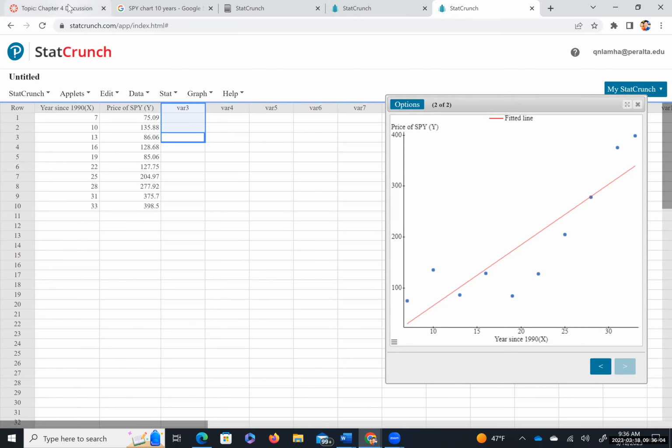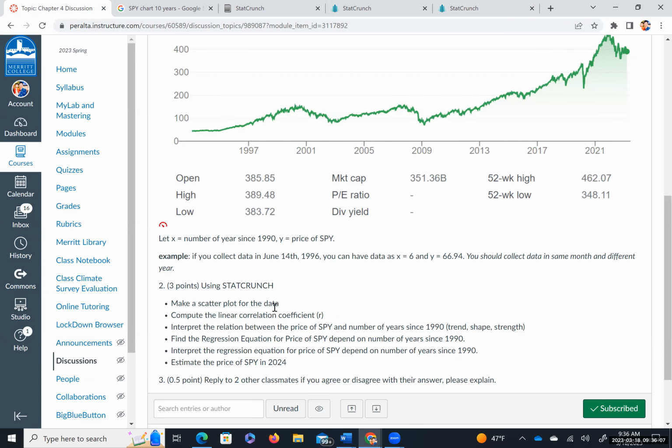So let's take a look at the question. I make a scatter plot. Okay, I did that. Compute the linear correlation coefficient. I had that, right? Interpret the relation between the price of the SPY and the number of years. So I want to have the direction, the shape, and the strength. The direction is positive, the shape is linear, and the strength, what is that? I'm going to say strong because it's 0.8 something, it's strong.